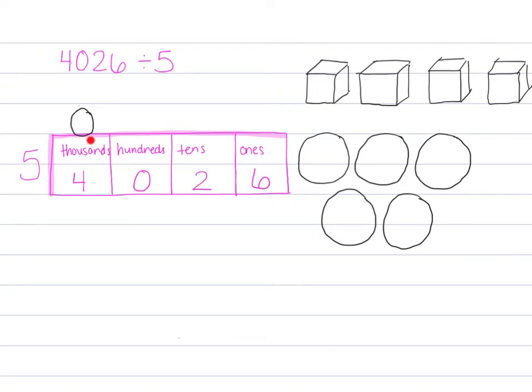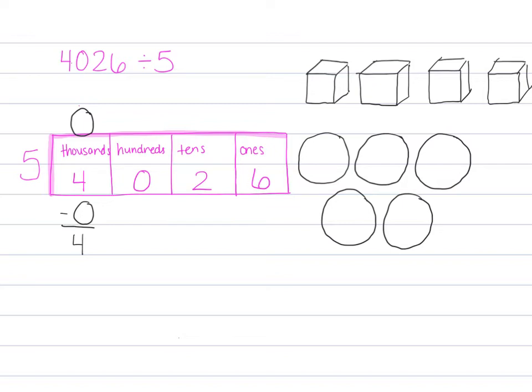Let's check. 0 times 5 is 0. How many thousands cubes did we not use? We didn't use 4. So, what do we have to do with these 4,000s cubes? We have to regroup them.